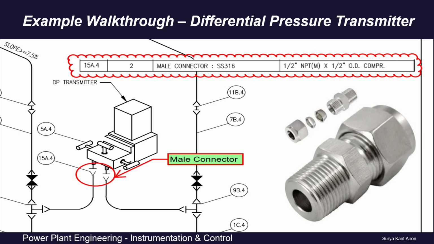For the connection of the impulse tube to the five-way valve manifold, we need a male connector. So one side of this male connector is suitable for half-inch OD impulse tube and the other side is a half-inch NPT male connection, as mentioned in the bill of material, and the same is also shown in this photograph.